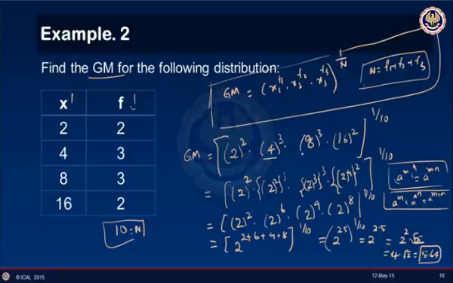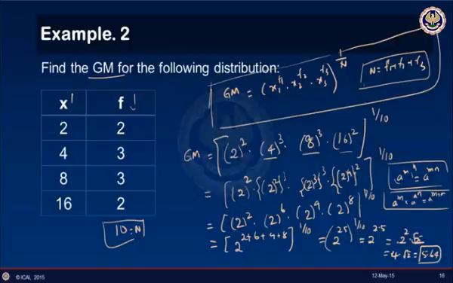Simply, we write these 4, 8 and 16 as respective powers of 2. 4 can be written as 2 to the power of 2, 8 can be written as 2 to the power of 3, and 16 can be written as 2 to the power of 4. And we use the rule a to the power of m, whole to the power of n, is a to the power of mn. So 3 2s are 6, 3 3s are 9, 4 2s are 8. Now 2 plus 6 plus 9 plus 8 is 25, by 10, that is 2.5.